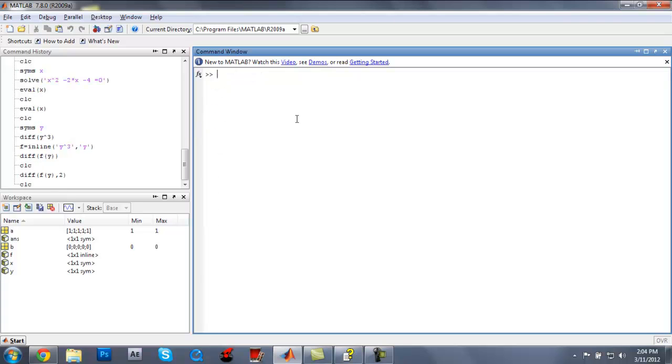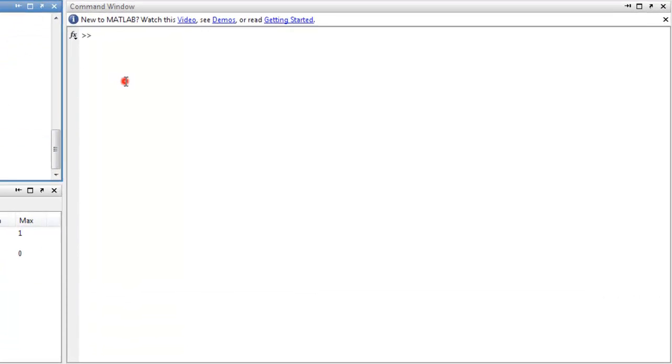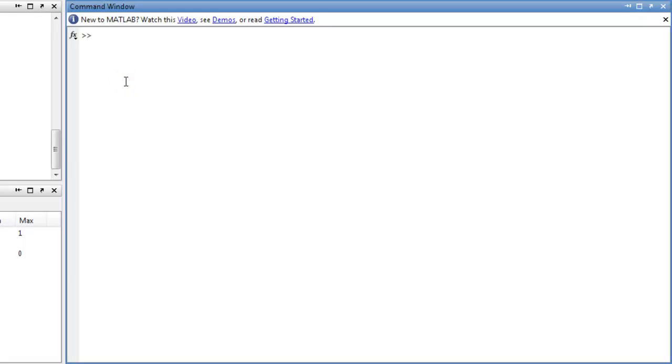Alright, we can use higher order differentiation too. Similarly for integration, we can use the int function, which will integrate this. For function definition we have used the inline function. So I think now you can solve many differentiations, differential equations, algebraic equations, matrices, and functions too.